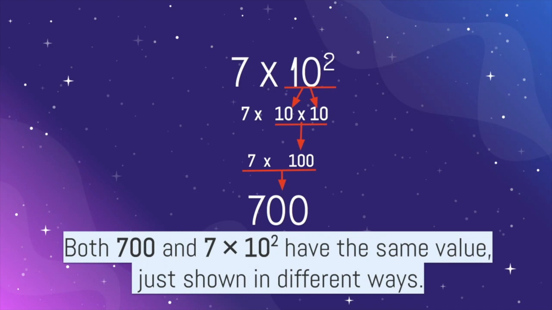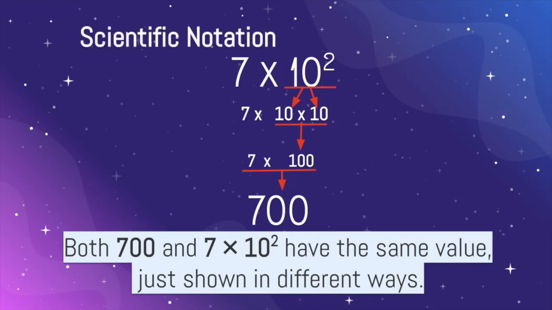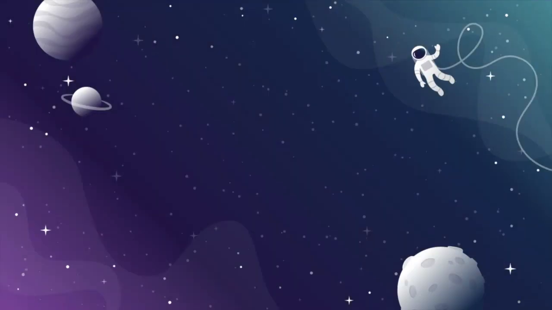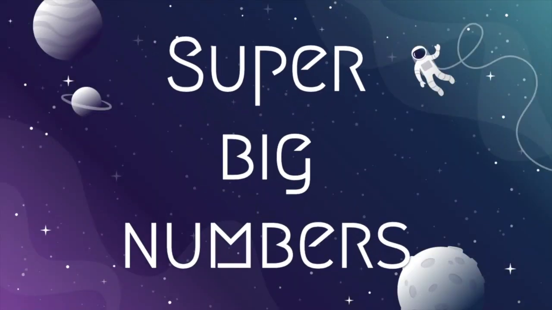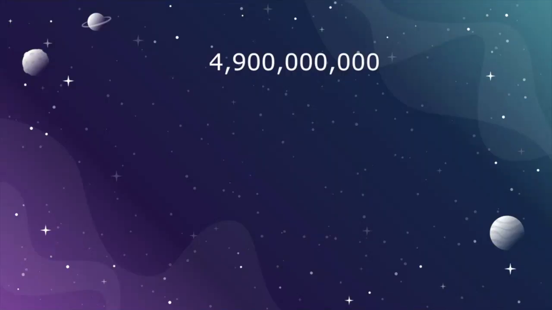Now that the mathematical part is done, let's get some practice. And yes, we're still talking scientific notation. Today, we're going to focus on super big numbers. Usually scientific notation can deal with very large numbers or very small numbers, but we're going to focus on super big numbers today. Like this one, 4,900,000,000. It's a lot of zeros.